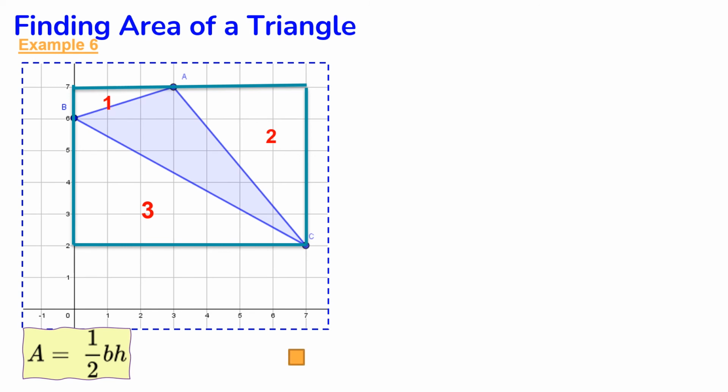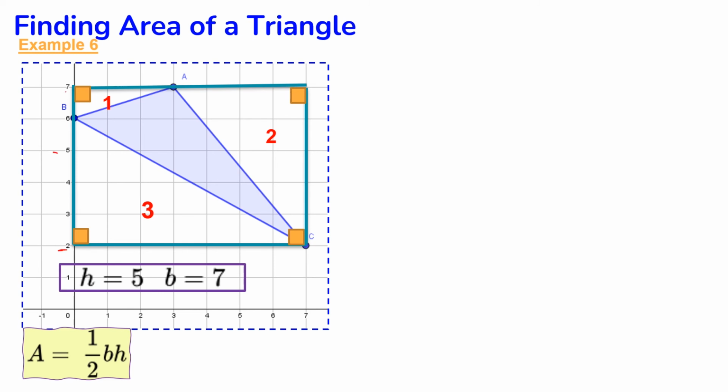Since this is a rectangle, all of these angles are going to be right angles. And so it's going to be easy for me to find my base and height because they're going to be perpendicular since I have these 4 angles. So now let's find the area of the box first. The height of this box is 5 and the base is 7 because I'm just counting the spaces. From 2 to 7, that is 5. And from 0 to 7, 1, 2, 3, 4, 5, 6, 7. So my base and height is 7.